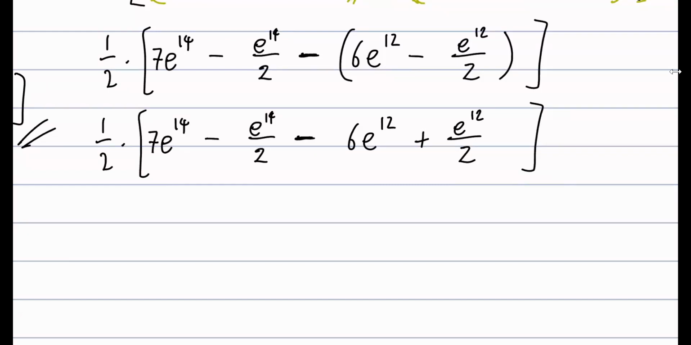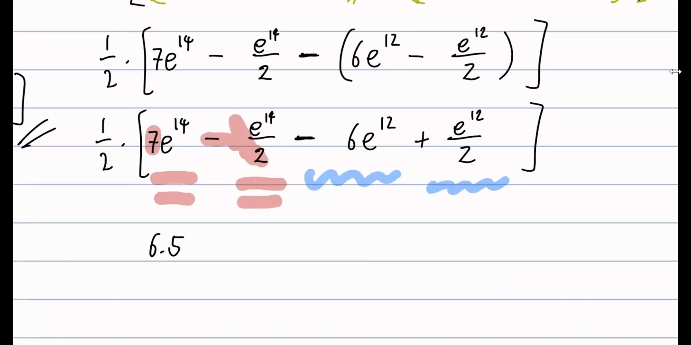Okay, anything to simplify? Any like terms? I mean the e^12, e^12 here, e^12 here. Anything else? How about this part? e^14, e^14. So actually what we have here is a 7 and a minus 1/2, right? 7 minus half is 6.5. So 6.5e^14. Half in front, square bracket.